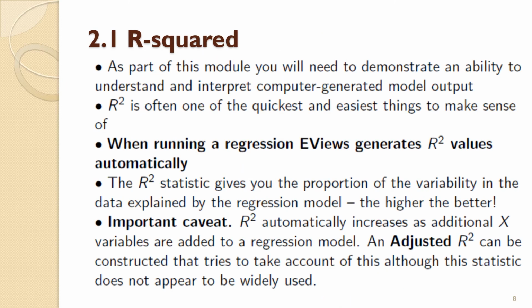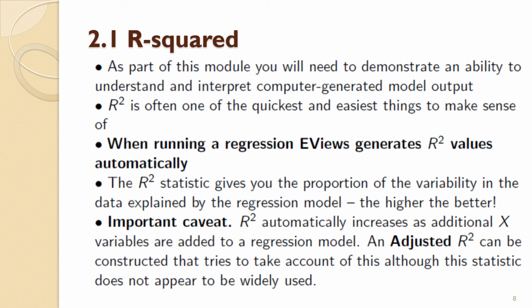It's possible, about R squared here, this is probably more important in years where there is an exam compared to when there isn't. The usual way of teaching this is to say that as part of this module, you need to demonstrate an ability to understand and interpret output, and R squared is one of the quickest and easiest things to make sense of. So if you run a regression, both eViews and R generate R squared values automatically, and the basic idea is that the R squared statistic gives you the proportion of the variation in the data explained by the regression model.